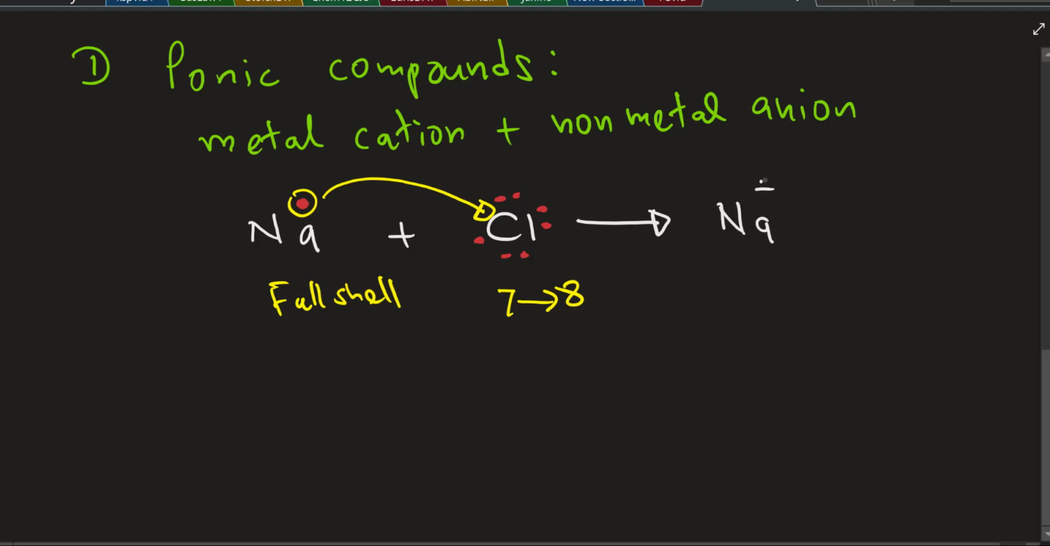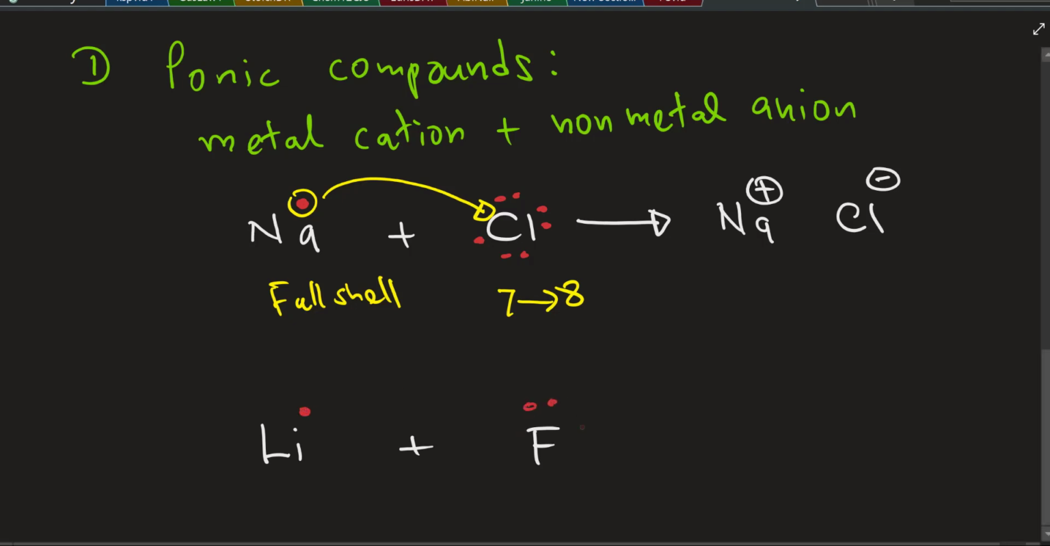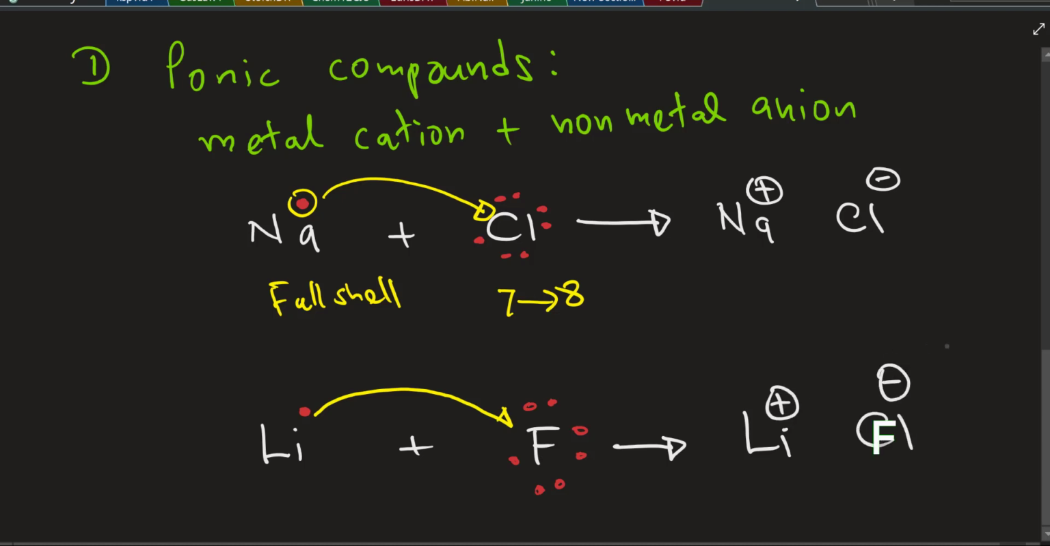Now, what do we have? Sodium lost an electron, became a cation, and chlorine got an electron, becoming a negative anion. Now they're happy because both of them have a full shell, sodium plus and chloride minus. Now you can do the same thing here. Just take lithium, which has 1 valence electron, and fluorine has 7 valence electrons. Now lithium can just trade the electron to fluorine, and lithium gets the inner full shell, and it becomes lithium plus, and the chlorine, actually it should be fluorine, right? So the fluorine gets the full shell, right?